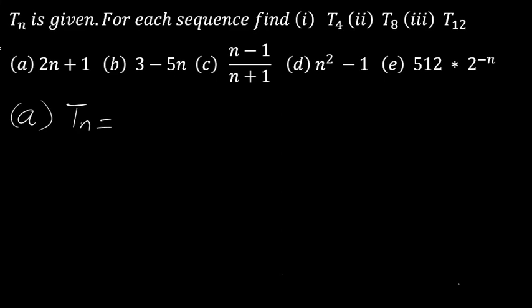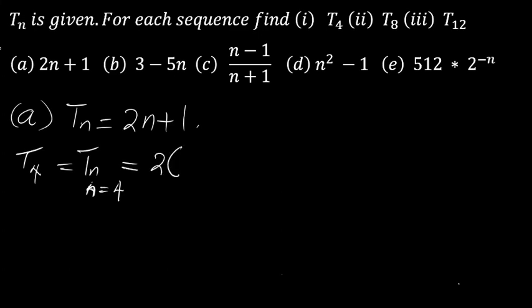The first question is A. The nth term is equal to 2n plus 1. Now we're asked to find the fourth term, meaning n is equal to 4. So the 4th term is equal to 2 times 4 plus 1. So 2 times 4 is 8, plus 1, so this is 9.